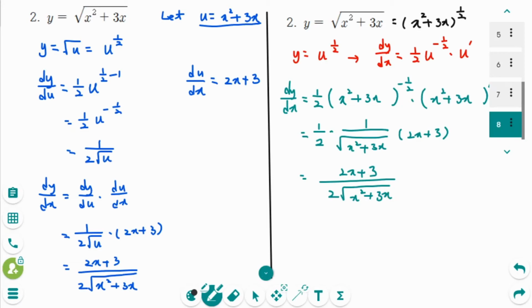Some students say they like the first method. By the way, for an easy problem it doesn't matter, but if the problem gets much more complicated, the second method is much more convenient to use.